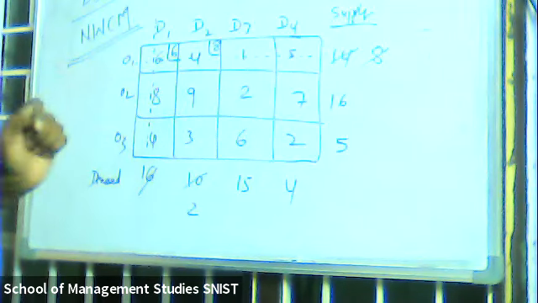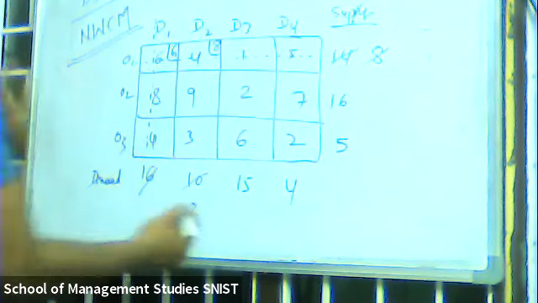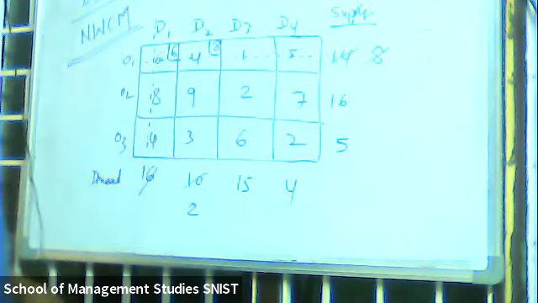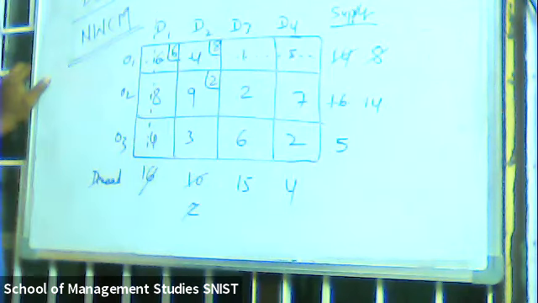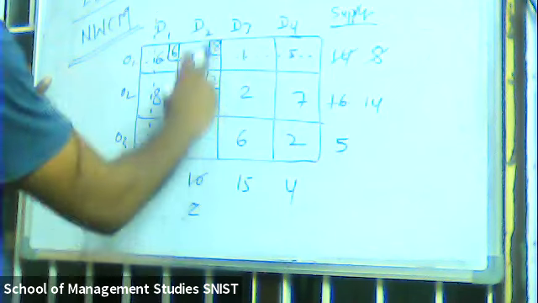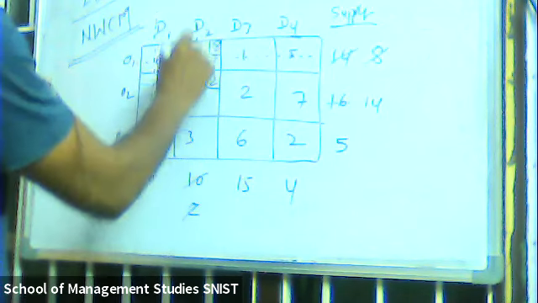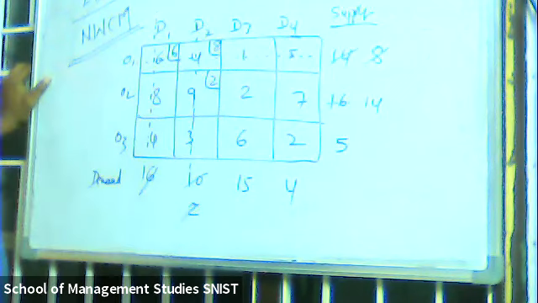Now, next step. X22, sir. Okay, so x22, then again demand and supply. So which value has to enter? 2. Because it's a minimum, 2, it becomes 14. Okay, 8 plus 2, 10 is also satisfied. So there is no further entry here.